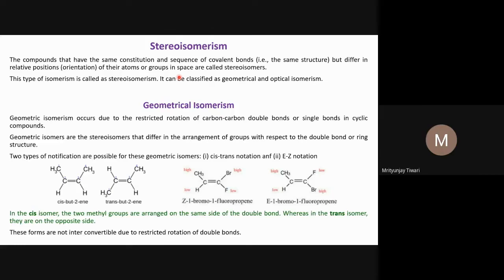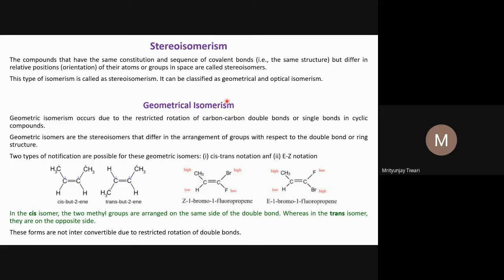The only thing is that some groups around certain atoms are in a different orientation, and because of that different orientation, or relative positions, we see a different type of isomerism, which is called stereoisomerism. It can be classified as geometrical and optical isomerism, and the examples of geometrical isomerism we will see in detail in our next class. What are the requirements for geometrical isomerism and what are the requirements for optical isomerism?